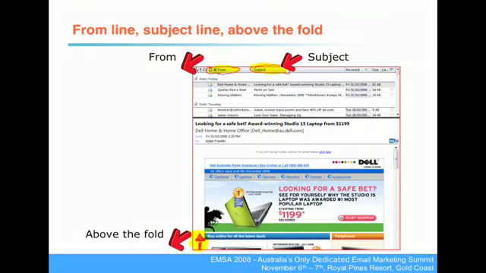Okay, so what's what? That's the from line up the top, the subject line as well, and above the fold is what you can see without having to scroll down or in the preview pane.